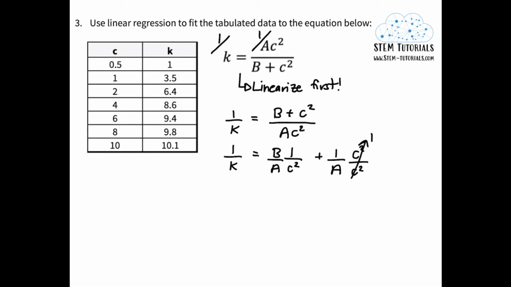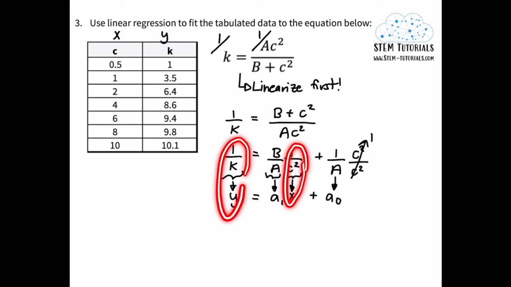If we again consider that y equals our slope a1 times x, plus our y-intercept a0, then we see that 1 over k equals y. The b over a corresponds to our slope constant a1. 1 over c squared is going to be our x for this linearized function, and 1 over a will equal a0. Like before, we're going to take our x and y values and transform them into our new x and new y values that we'll use for linear regression.